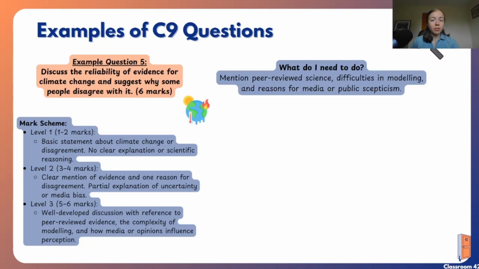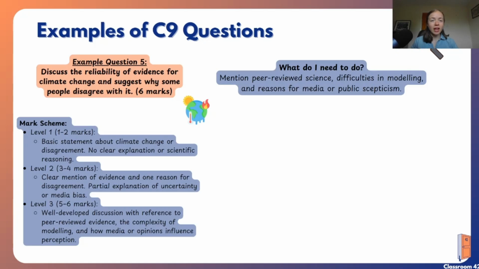So let's quickly go through the mark scheme first. If we want to be getting a level 2 answer, so that's 3 to 4 marks, we want to be given a clear mention of the evidence and at least one reason for the disagreement, and at least partly starting to explain that uncertainty or media bias. Whereas if you're doing level 1, you might give a basic statement about climate change and the disagreement at hand, but it's not really explaining that or giving any scientific backing for your answer.